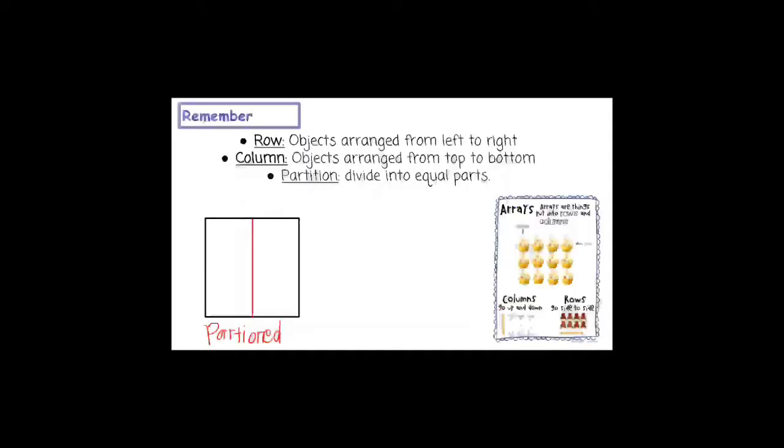Let's remember what we've talked about so far. We've talked about rows, which are objects arranged from left to right, and columns, objects that are arranged from top to bottom, and partitioning, which is to divide into equal parts. So this square right here is partitioned into two equal rectangles.